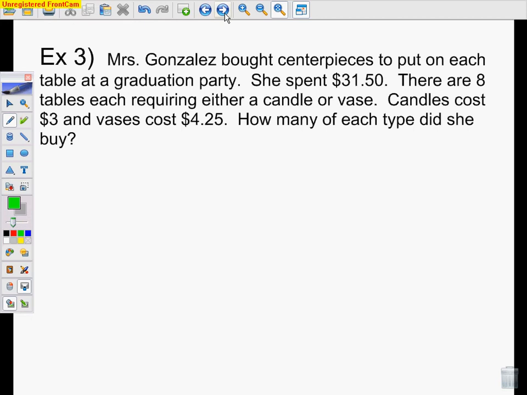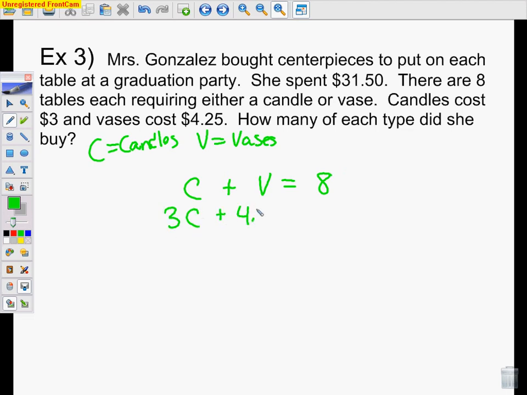Once again, I'm going to let C equal candles. I'm going to let V equal the vase or vases. So the total number of centerpieces that we had is 8. So the number of candles plus the number of vases had to equal 8. Now the cost for each candle is $3, so it's $3 per candle plus $4.25 per each vase. And the total spent was $31.50.